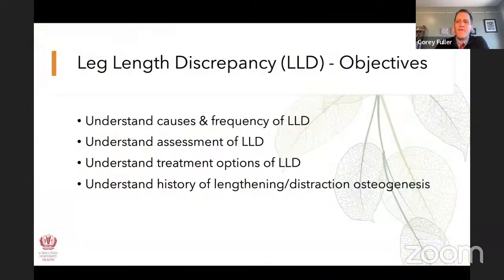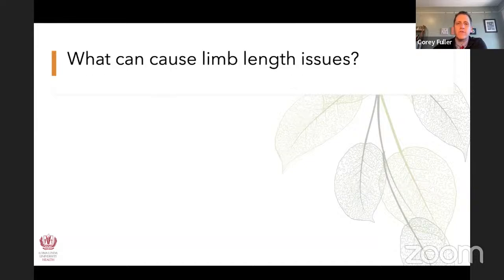We're going to talk today about one of my favorite topics that I get to take care of, which is leg length discrepancies. Here are the objectives for my talk today: to understand the causes and frequency of leg length discrepancy, how we assess it, the treatment options, and to understand a little bit of the history of lengthening, as well as this idea called distraction osteogenesis, which is the basics of it.